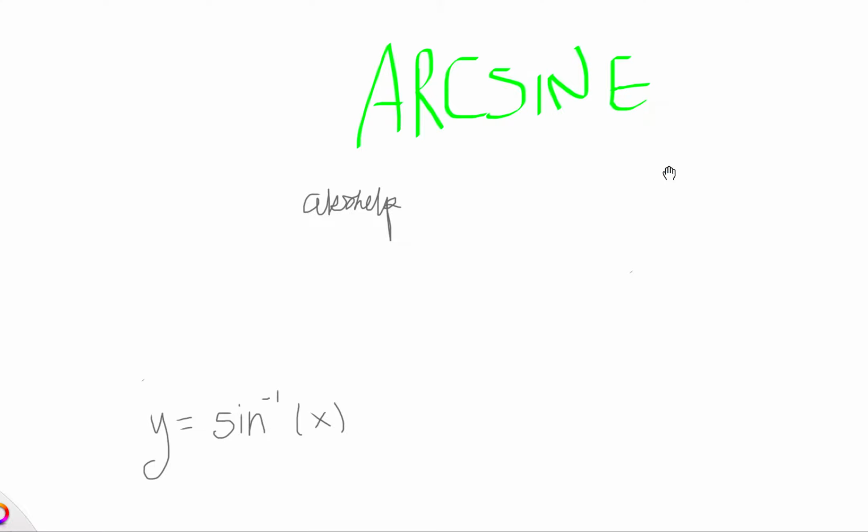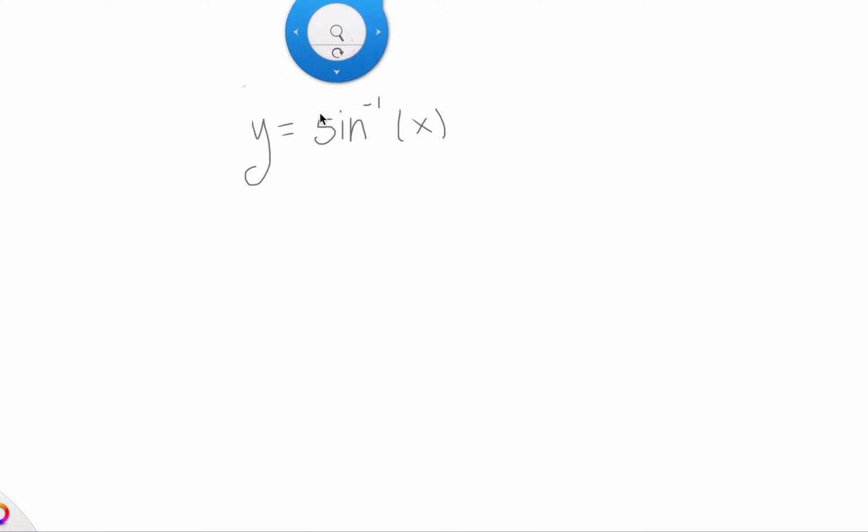So let's work at deriving this. We have y equals sine inverse, arcsine and sine inverse, that's the same thing. y equals the sine inverse of x. Usually, if we want to derive, we would just derive both sides, but we don't know the derivative of this. So we have to do some rearranging.